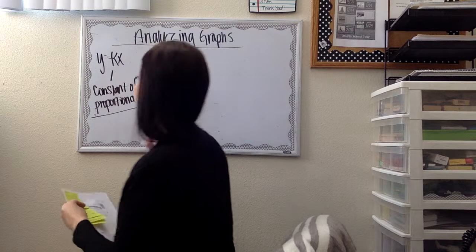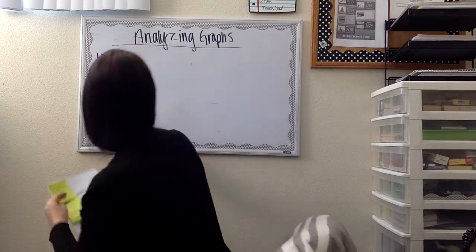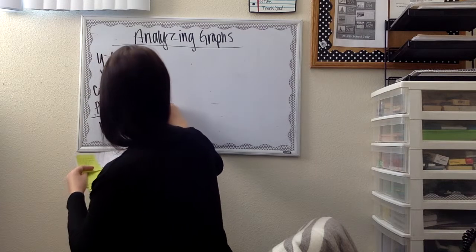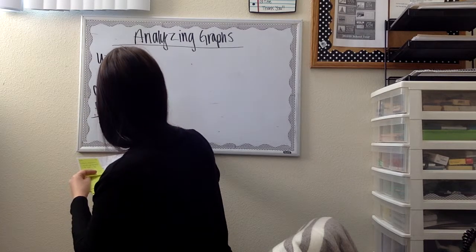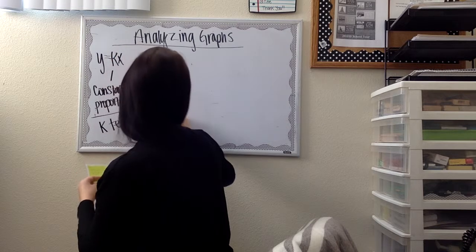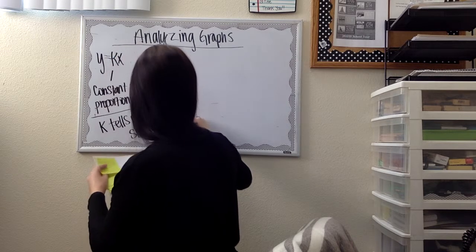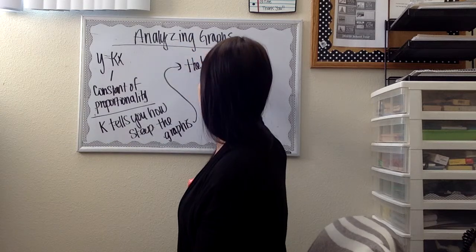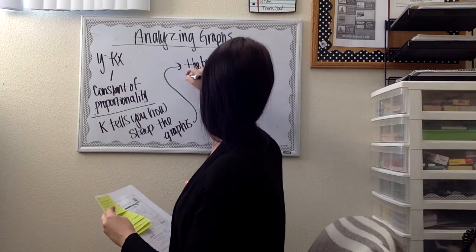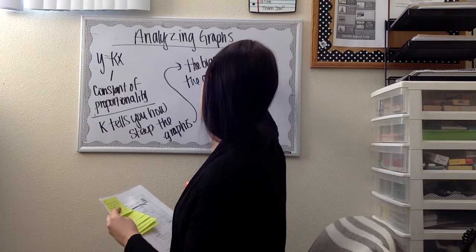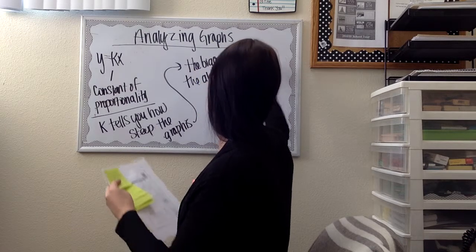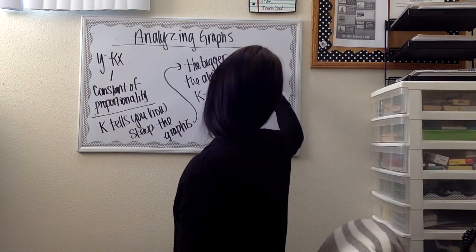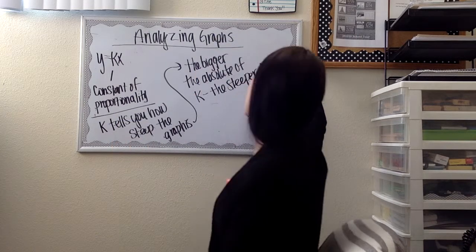And then we're going to add something about k. K tells you how steep the graph is. And what you need to know is the bigger the absolute value of k, the steeper the line. And then I'm going to show you what I mean by steep.